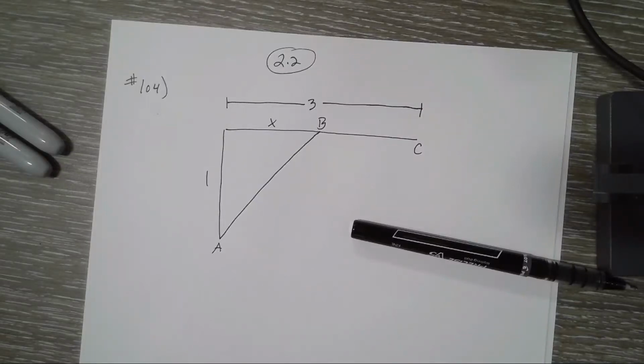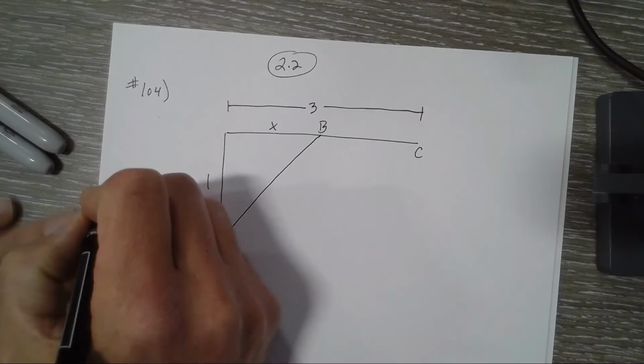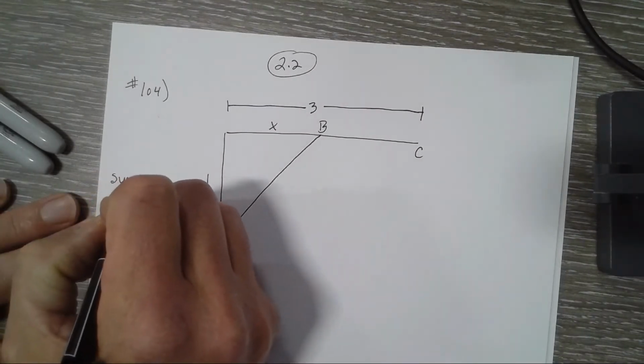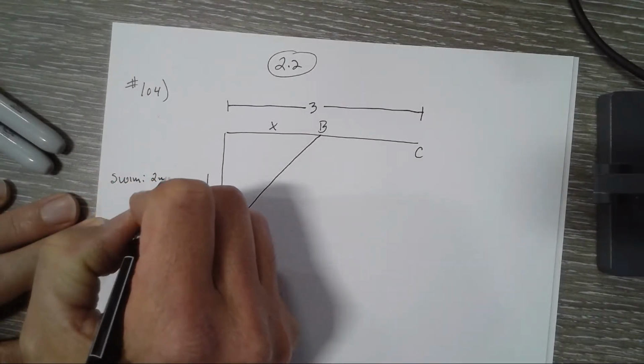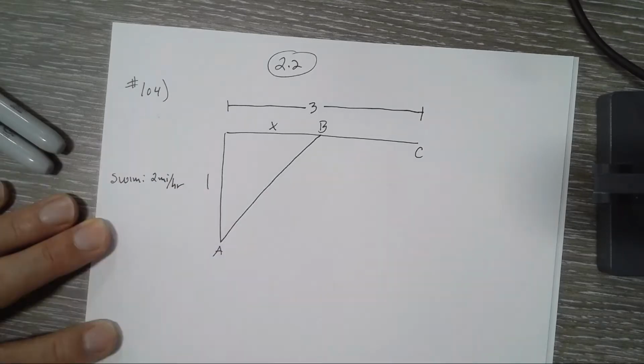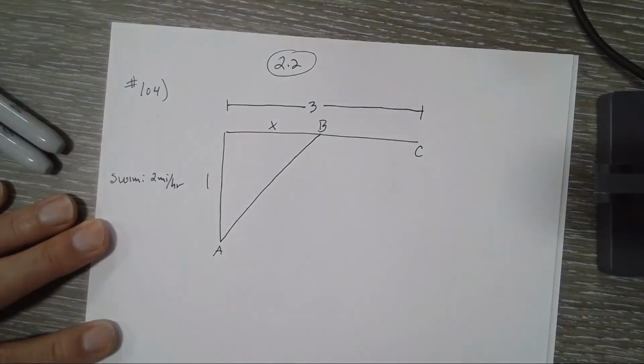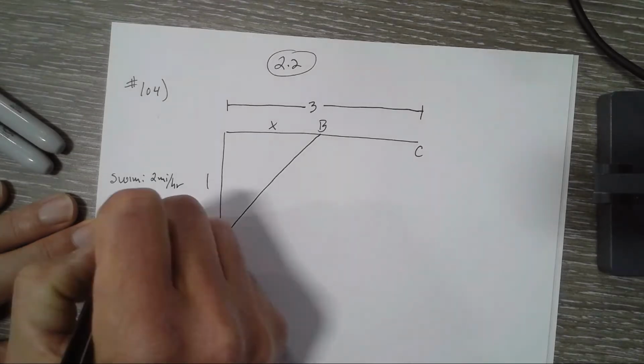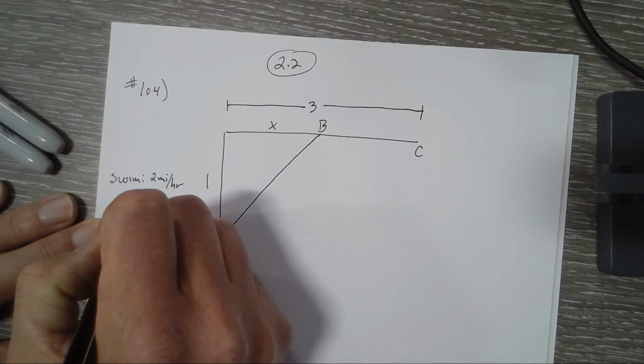2.2, number 104, time for an athlete. An athlete swims from point A to point B at a rate of 2 miles per hour. Okay, so swim 2 miles per hour. And runs from point B to point C. It runs at 8 miles per hour.